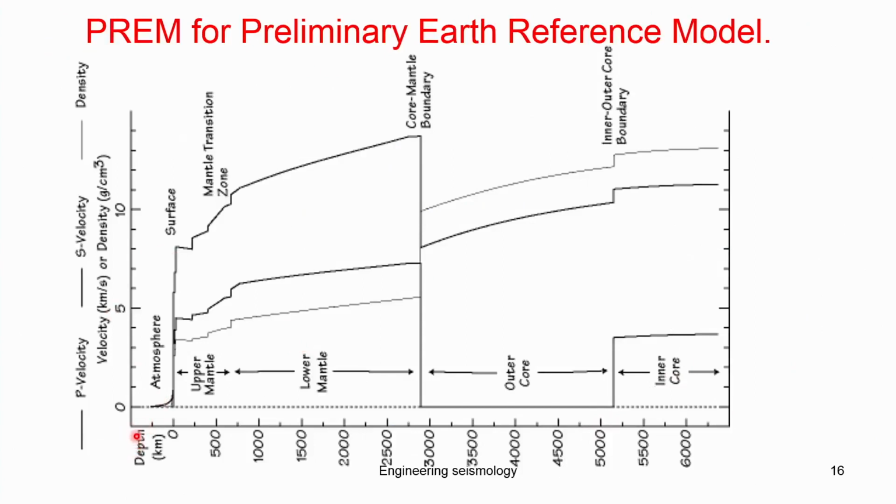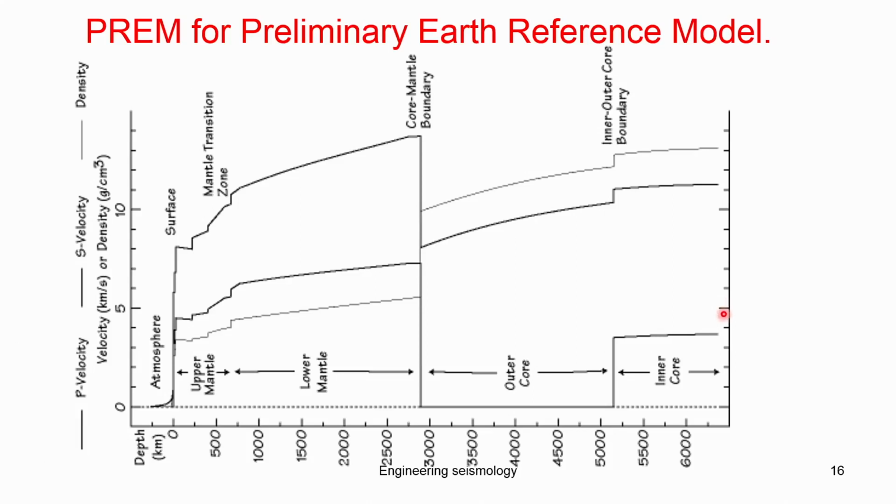Look at this plot, which is actually the cross section of the earth. Starting from the surface, it shows how the P wave, S wave and density vary with respect to depth. This is the atmosphere, the crust, upper mantle, lower mantle, outer core and inner core. You can see that in the outer core there is no S wave, because it is a liquid. If you cut at a particular place, you will see the S wave become 0 at the outer core, and then it appears again. This kind of measurement and understanding helps to develop a primary earth reference model.